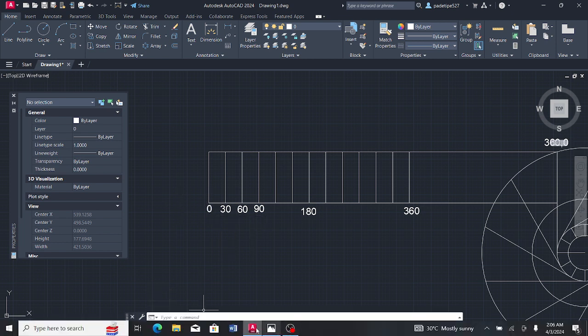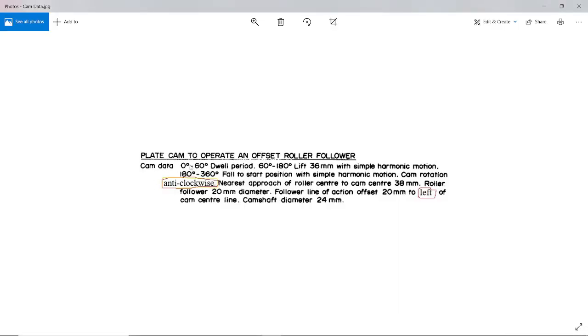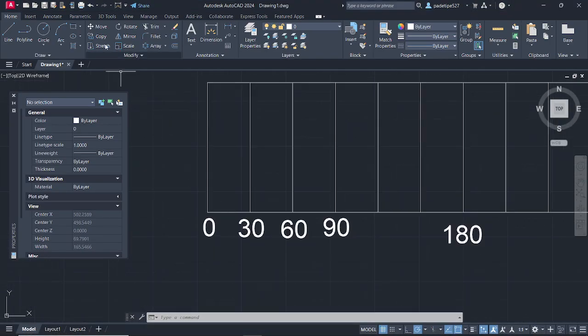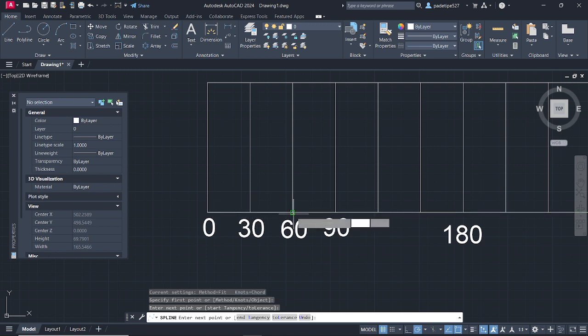Now let's start with the question. The question here says that from 0 to 60 is our dwell period, right? Yes. So we have a dwell period of 0 to 60. So what we're going to draw is a thick line from 0 to 60. We can use spline from 0 to 30 to 60.